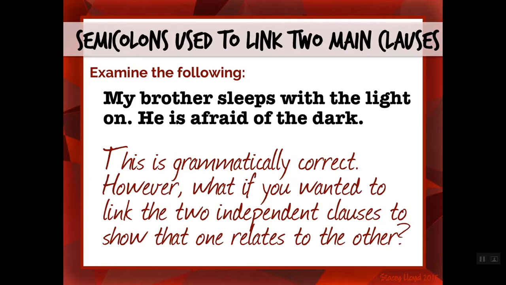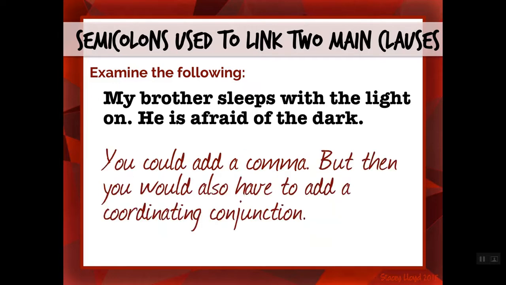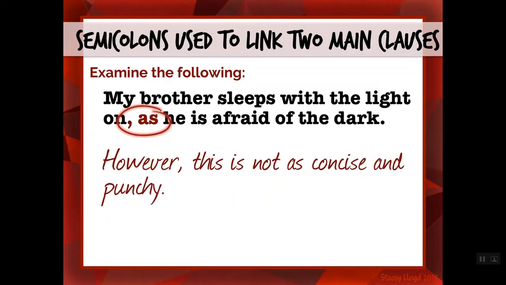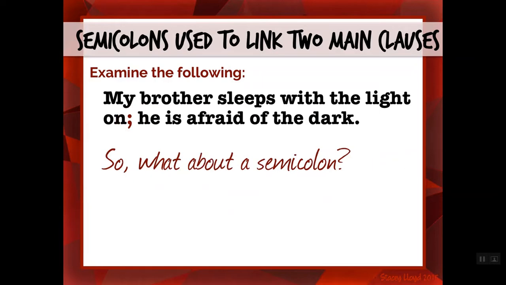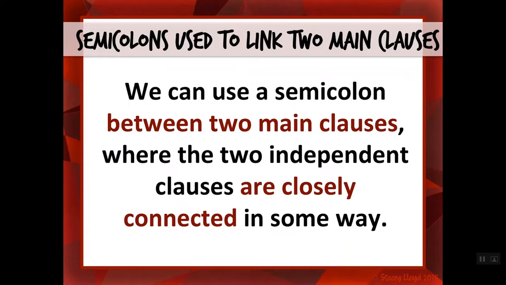You can make it a little bit better with these two small independent clauses and show that they relate to each other. You can add a comma and a coordinating conjunction. So, my brother sleeps with the light on, as he is afraid of the dark. Right? So you need the coordinating conjunction there. But it's not as concise, so a semicolon. My brother sleeps with the light on; he's afraid of the dark. In that case, it's probably the best way of writing that sentence, to use a semicolon there. It shows that the two clauses are related to each other.